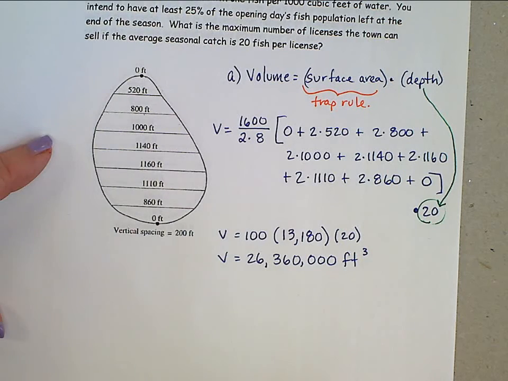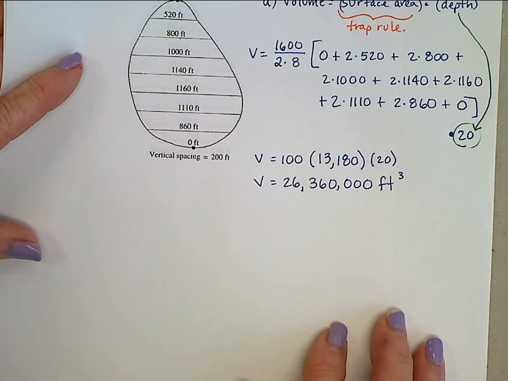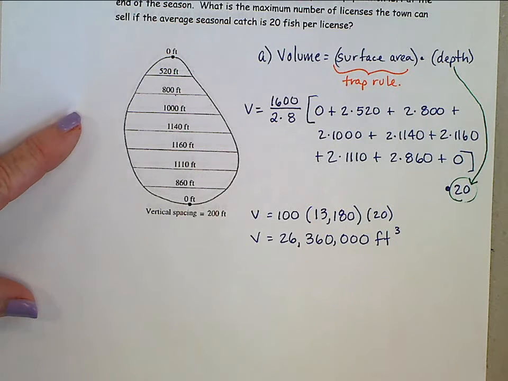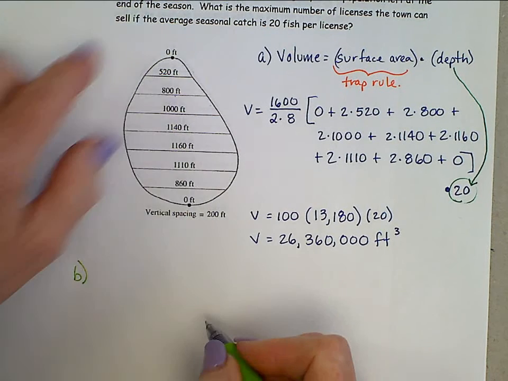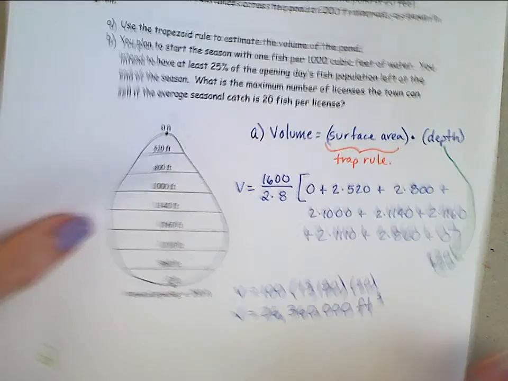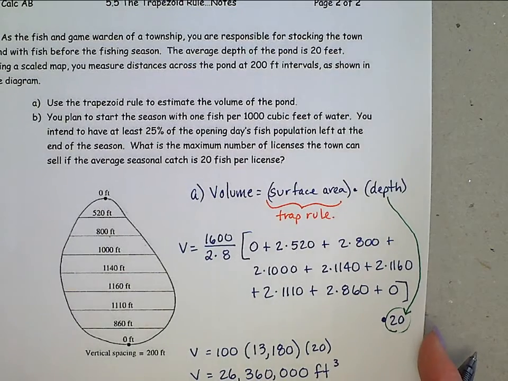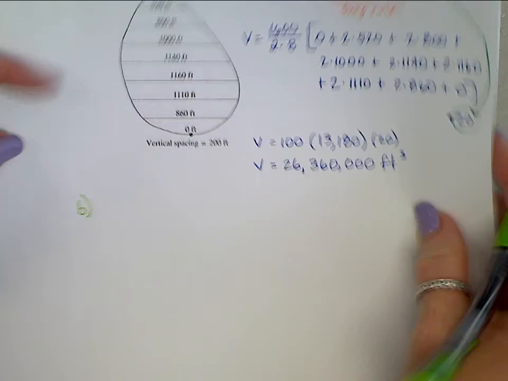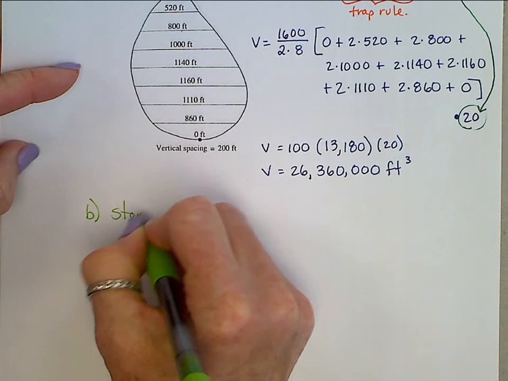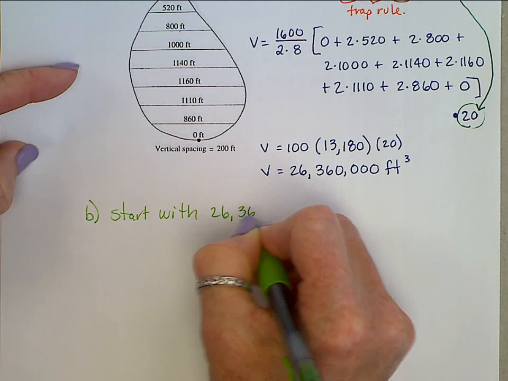Part B is not really any calculus at all. It's just thinking through this problem. So part B. You plan to start the season with 1 fish per 1,000 cubic feet of water. So we have this many cubic feet of water, 1 fish for every 1,000 of those. So we are going to start with 26,360 fish.